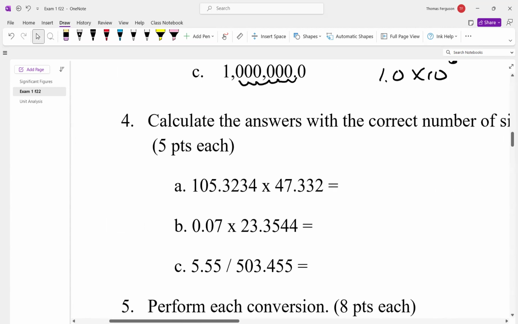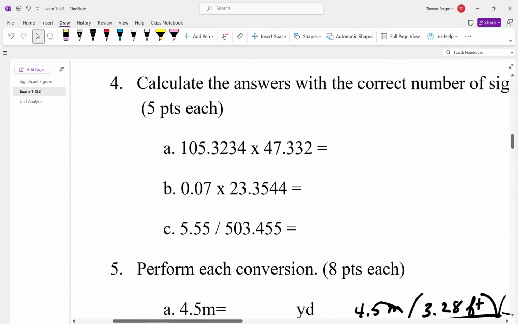Okay, some calculations now. Now remember, adding and subtraction is not the same as multiplying and dividing as far as significant figures go. Adding and subtraction is just maintaining the lowest number of decimal places. Nothing to do with how many sig figs is in the whole number. Where multiplying and dividing is totally dependent on the number of sig figs in the number. So these are multiplying and dividing.